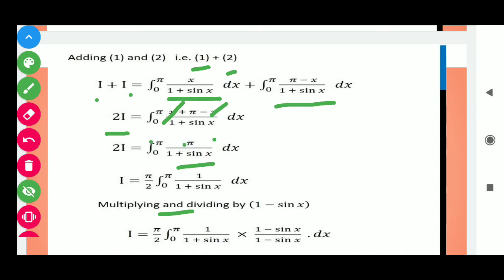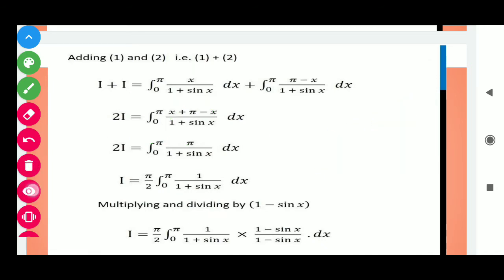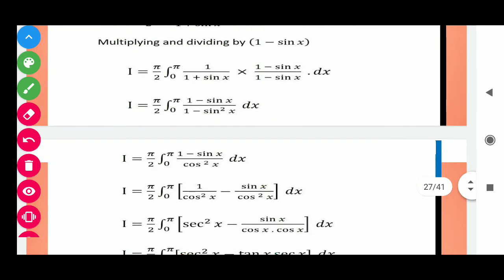integral function, and we know that if 1 plus sin x, 1 minus sin x, 1 plus cos x, 1 minus cos x comes in the denominator, then we use the rationalize method. So here rationalize this integral. Integrand 1 plus sin x: multiply by 1 minus sin x and divide by 1 minus sin x. In this way in the denominator we get the a square minus b square formula. We get 1 minus sin square x and that is equal to cos square x.